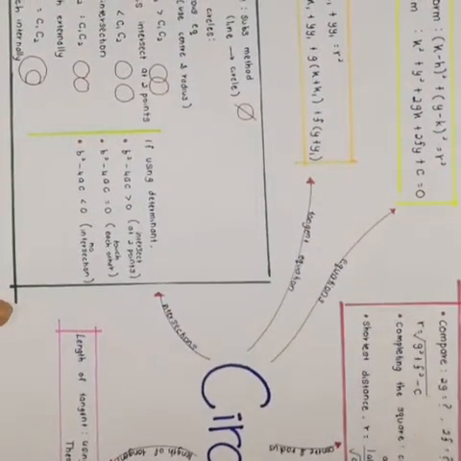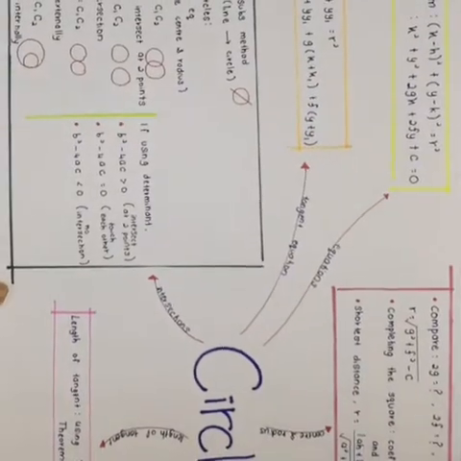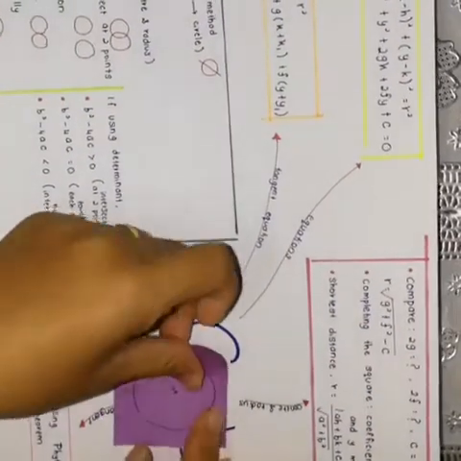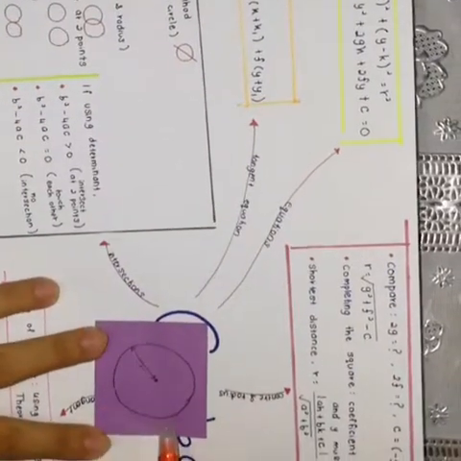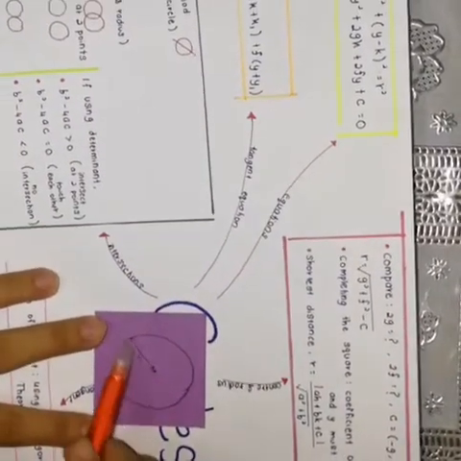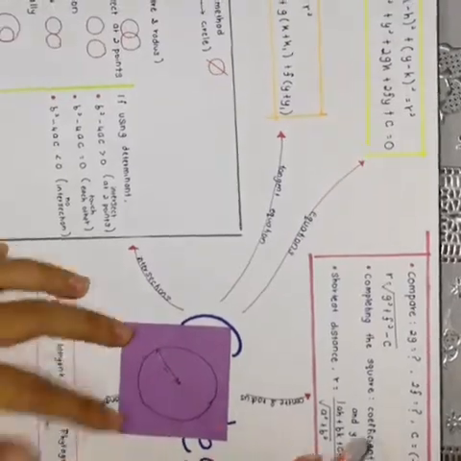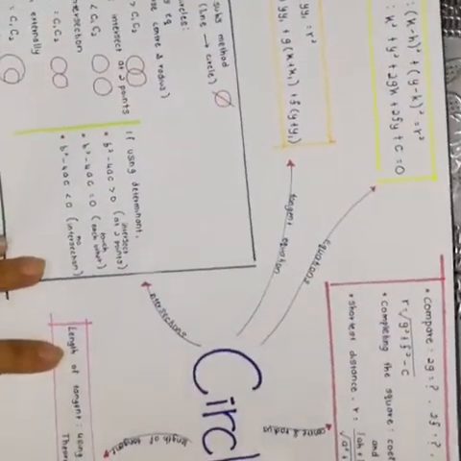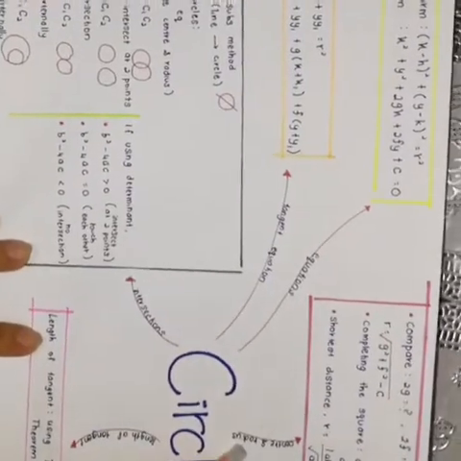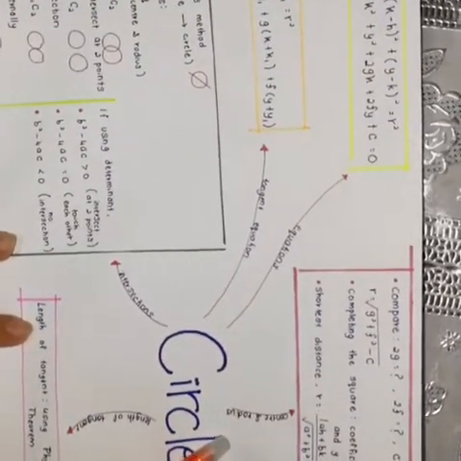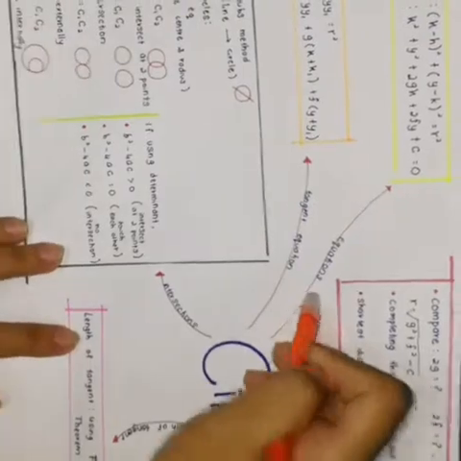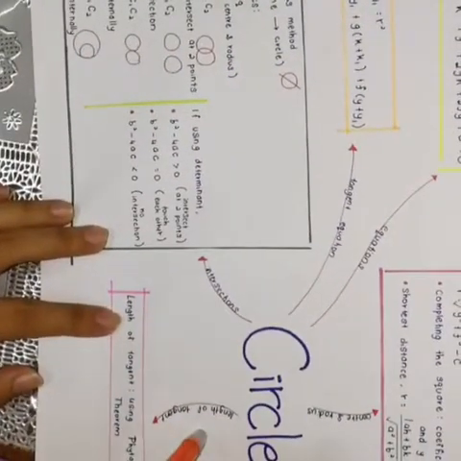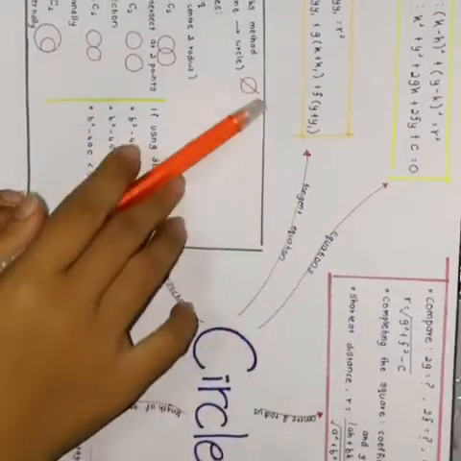Okay, now I want to explain about circle. This is circle. This is center of the circle and this is the radius. Okay. There are 5 important things in the circle which are center and radius, equation, tangent equation, intersection, and the length of tangent. Okay.